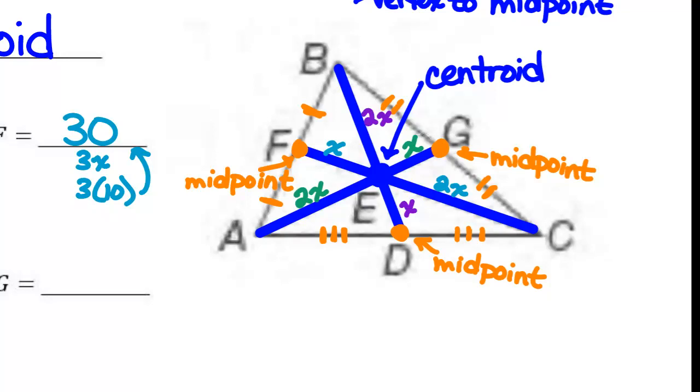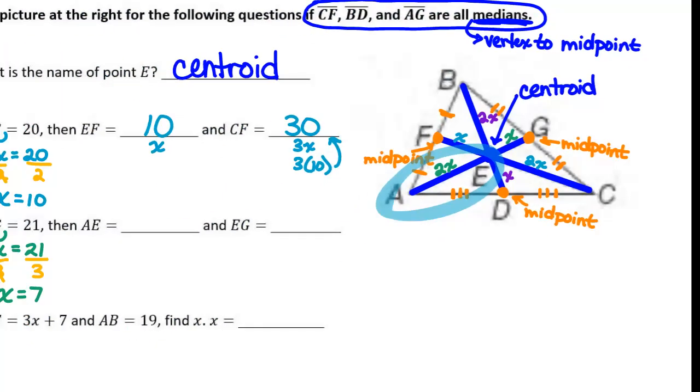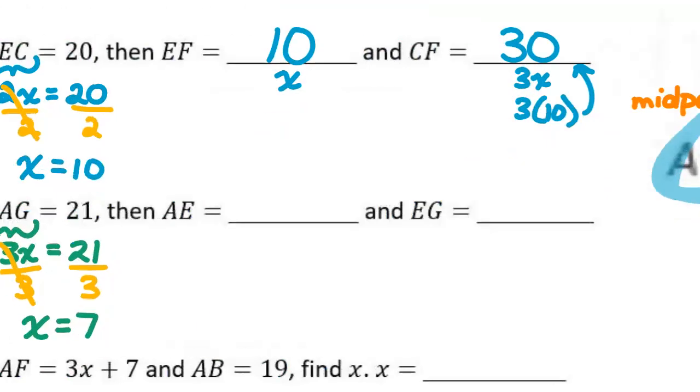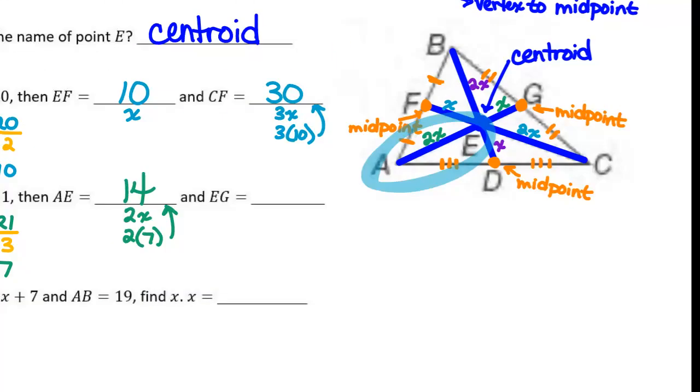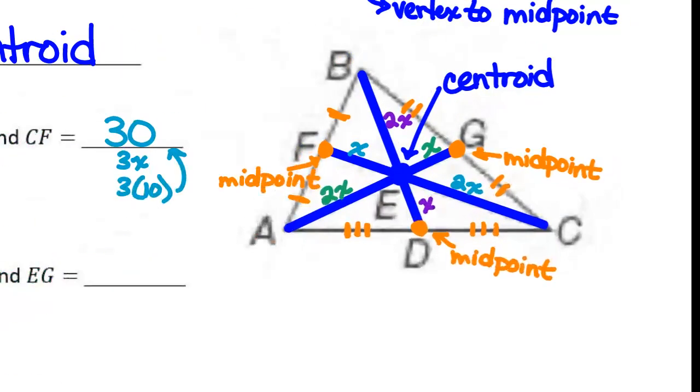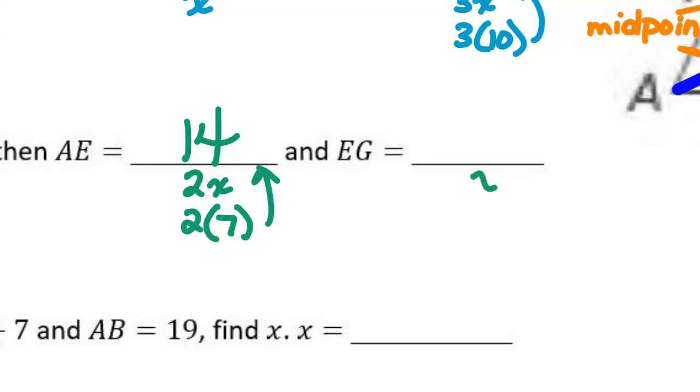So how big is AE? 14, because that is marked as a 2x relationship. So 2 times 7 to get 14. What about EG? 7. That one is just x.